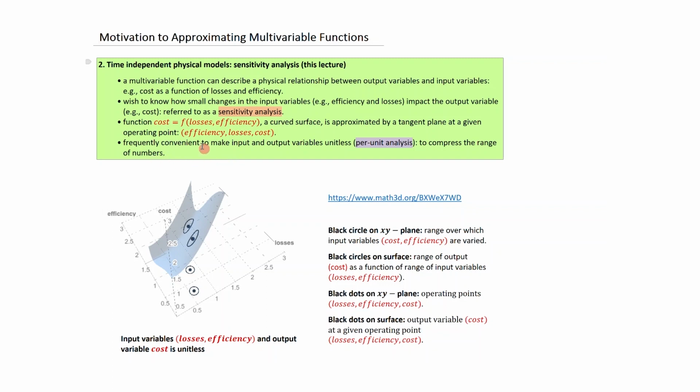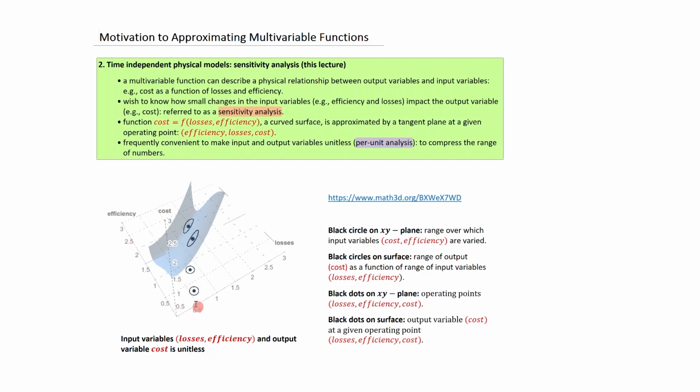Frequently, it's convenient to make input and output variables unitless. We also call this a per unit analysis, to compress the range of numbers. It just makes things sometimes, from a calculation point of view, much easier. Now this diagram below just shows you an example. This is the losses along one axis, efficiency along another, and the cost along the z-axis. These are per unit. In other words, the losses will be divided by some nominal value so that the ratio has no units. Similarly, the efficiency already is unitless.